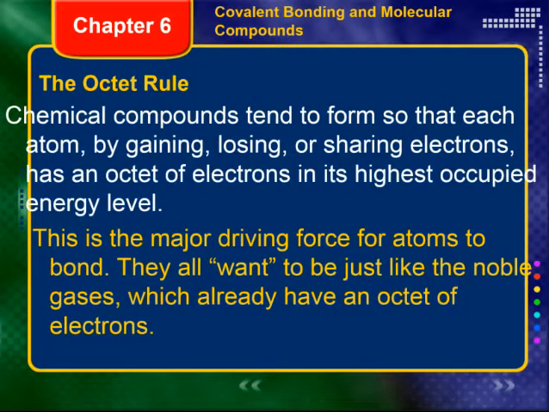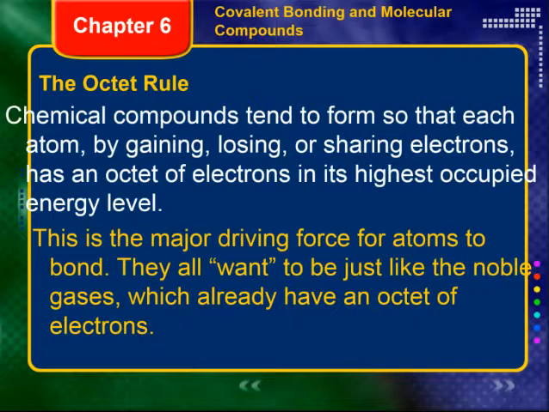So remember the octet rule. Chemical compounds tend to form so that each atom, by gaining, losing, or sharing electrons, has an octet of electrons in its highest occupied energy level, the valence shell. This is the major driving force for why atoms bond.